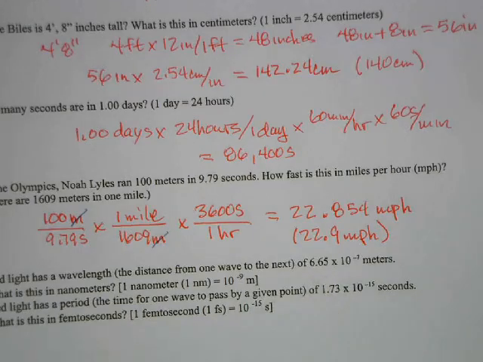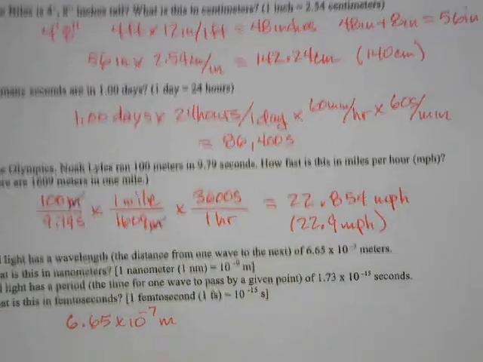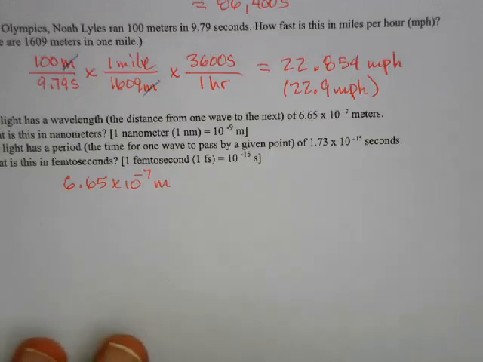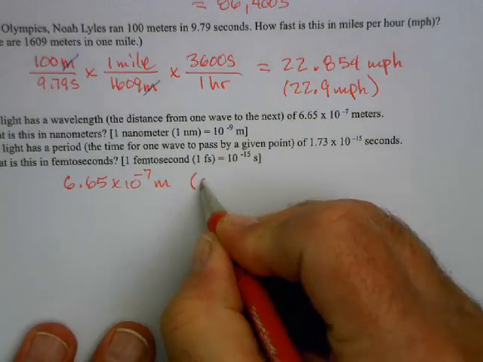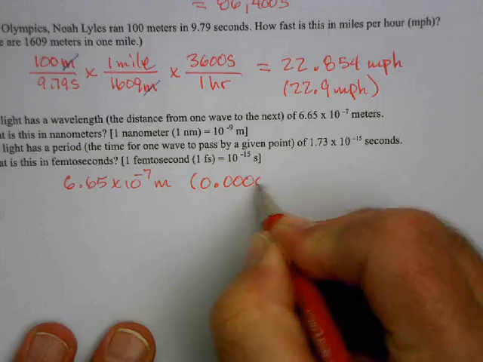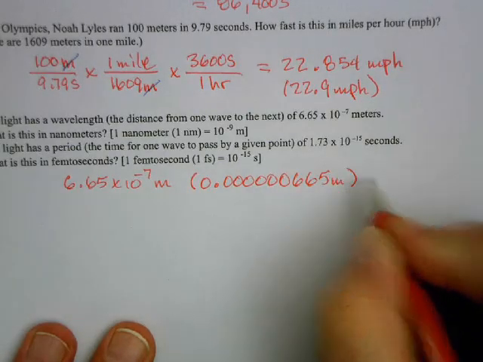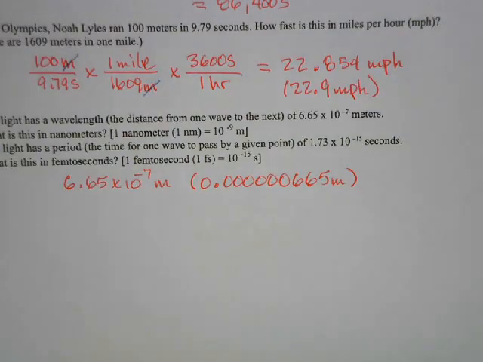In fact, if we wanted to say, what is that as a regular number? The 6.65 times 10 to the minus 7. Okay, that's in what's called scientific notation. As a regular number, it would look like this. Very tiny. Okay, that's 6 zeros before I got to the 665.